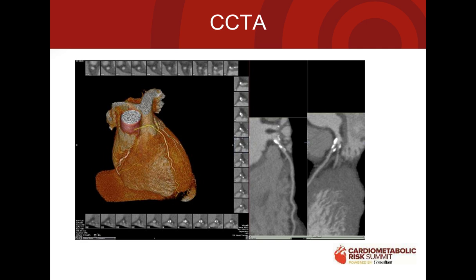I think everybody can see that there are some bright white spots there in the distal left main and the proximal LAD, and that's all coronary plaque. So we're able to see it very easily. The question just becomes how bad is the stenosis? So that's the challenge in reading these.